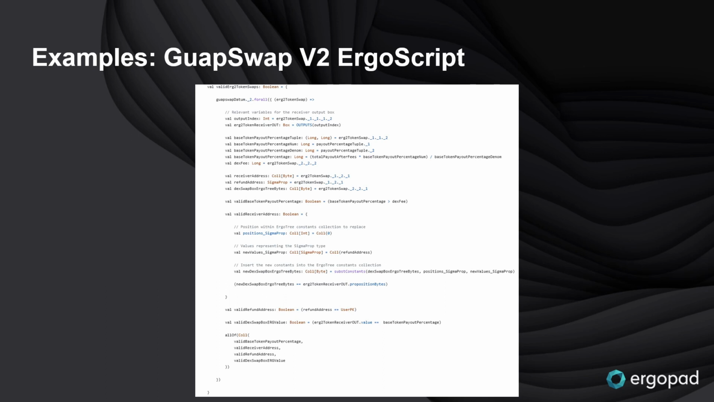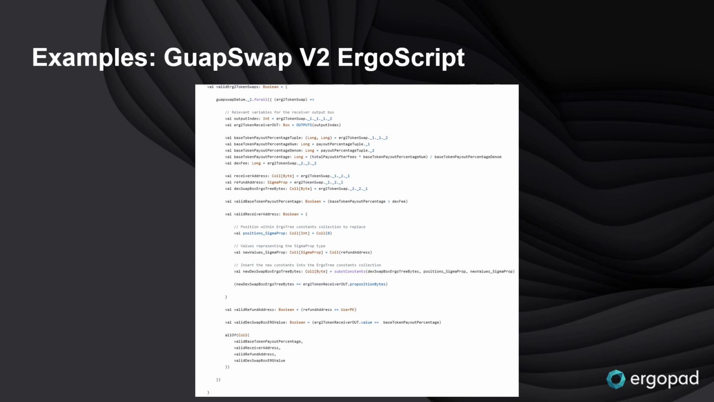When we want to know what the output index is, the output box associated with erg to token swaps, and other parameters we need in order to calculate the different settings we want. For example, we need to know the payout of the miner, and then what percentage gets used for what token.